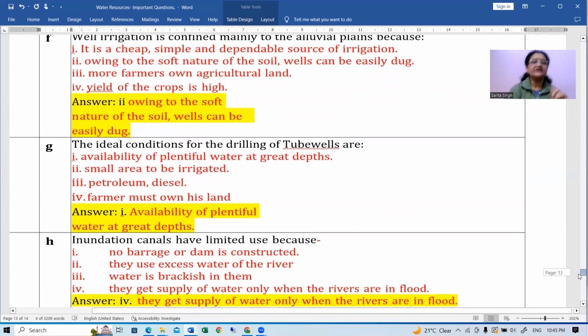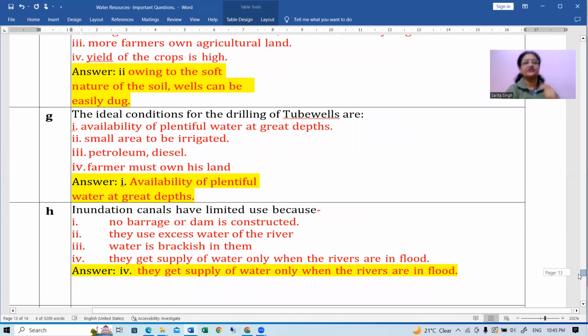Next: the ideal conditions for the drilling of tube wells are number one, availability of plentiful water at great depths. Number two, small area to be irrigated. Number three, petroleum or diesel availability. Number four, farmer must own his land. And for that, the first option is the most appropriate, that is availability of plentiful water at great depths.